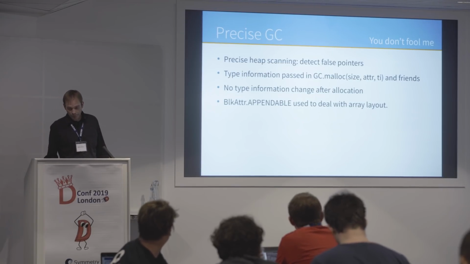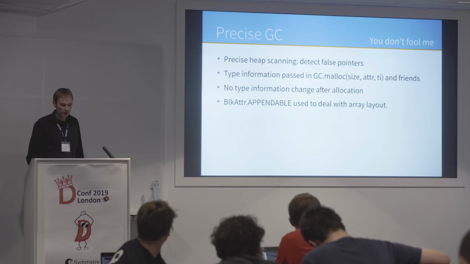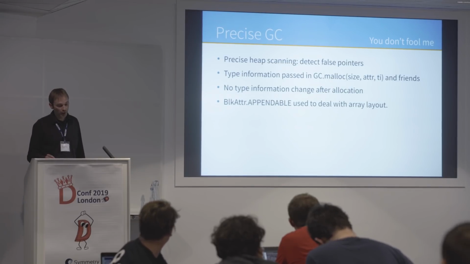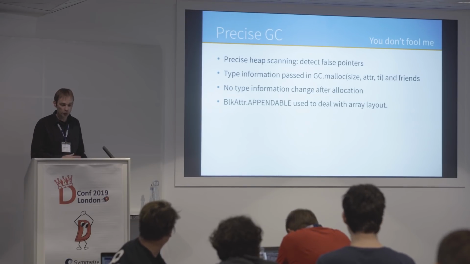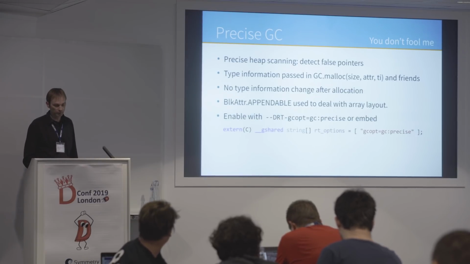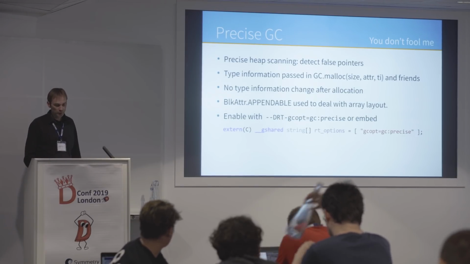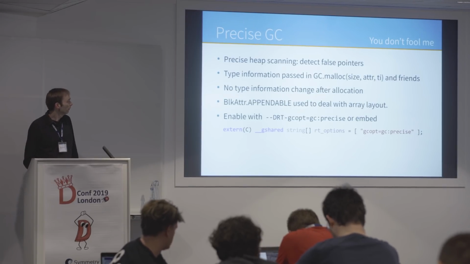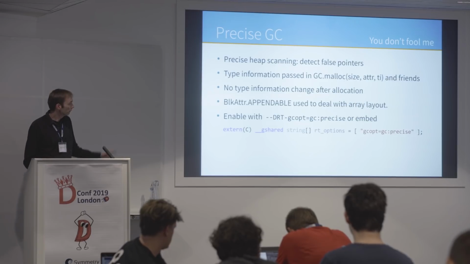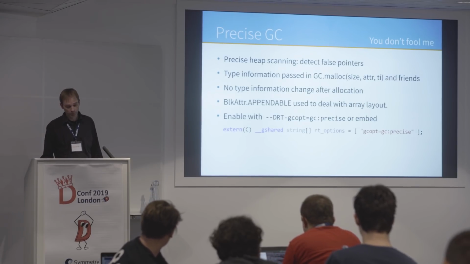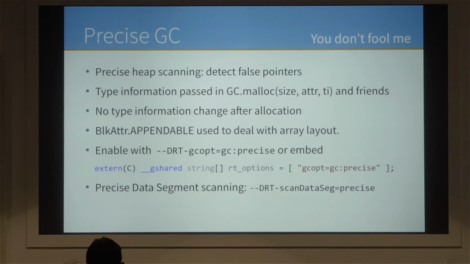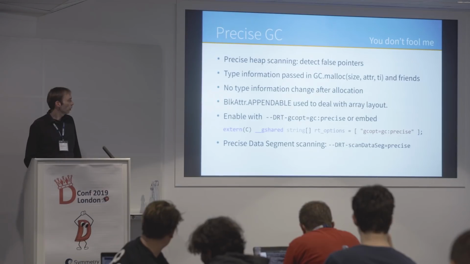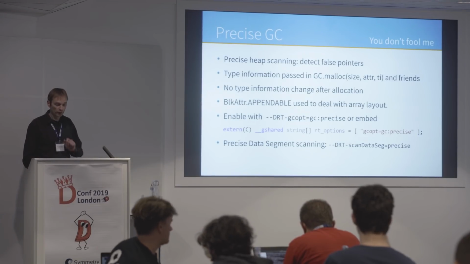Because the information cannot change after allocation, the special layout of arrays is implemented in the scanning inside the garbage collector. You can enable the precise garbage collector by selecting this command line option, or embed the runtime option into the binary by linking this string or the string array into your binary. And for the data segment, we already have this option since some versions, but this is only available on Windows.